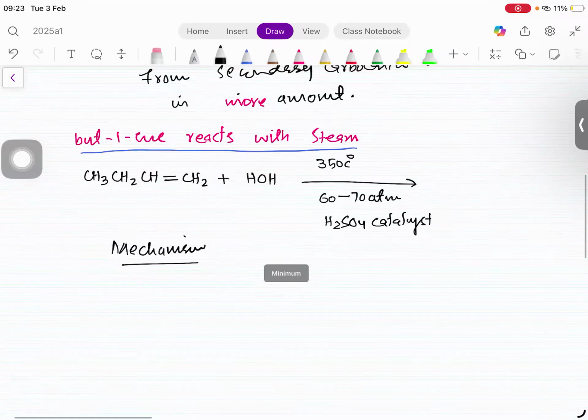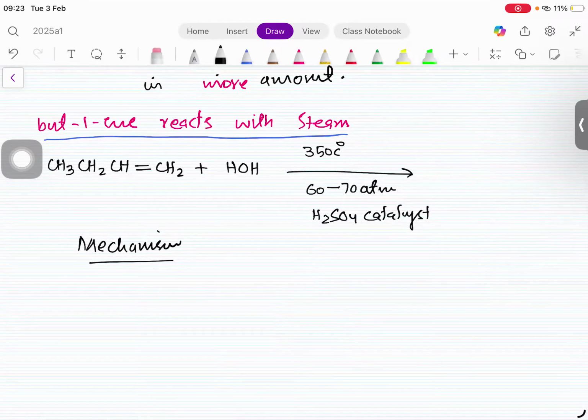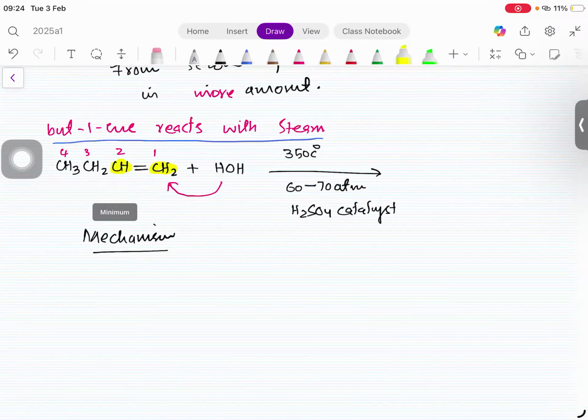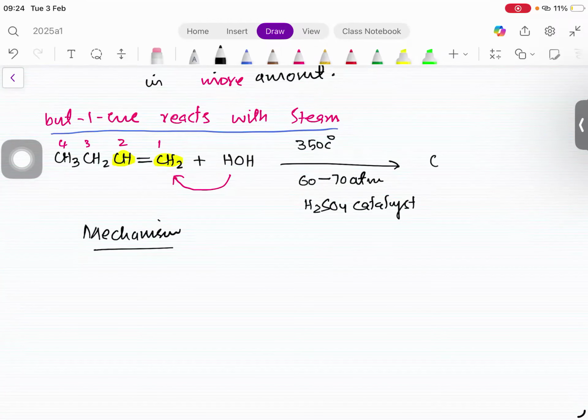Okay, so first let's write the product, and we assume that the hydrogen is going to go to carbon number 1 in the first case. And by the way, which two carbons are we considering, 1 and 2? The one having more hydrogens: when hydrogen goes to that one, it will be the major product.